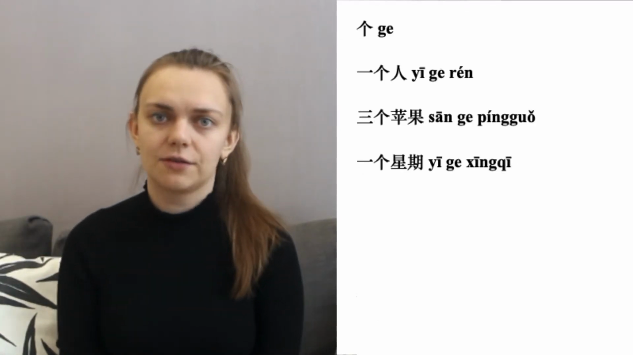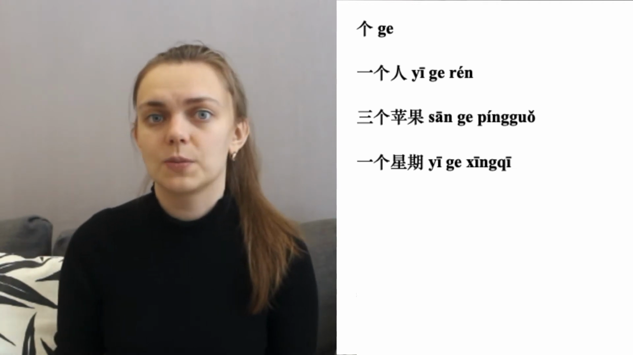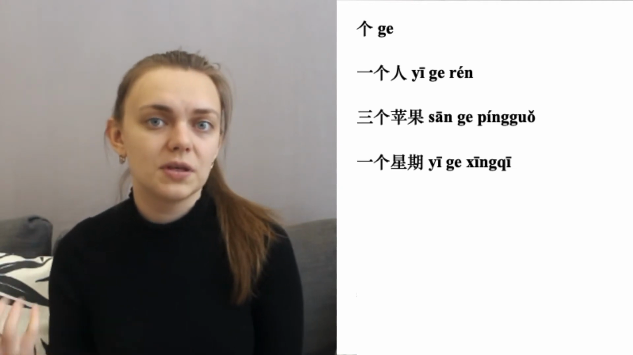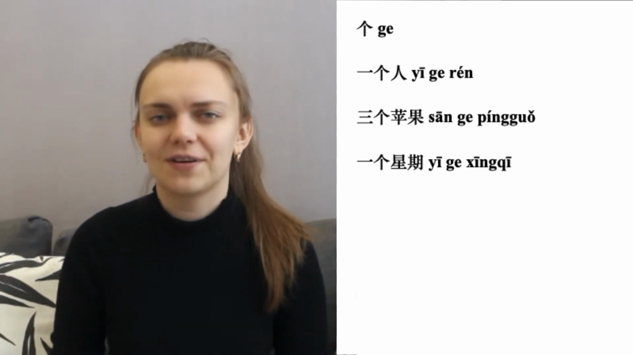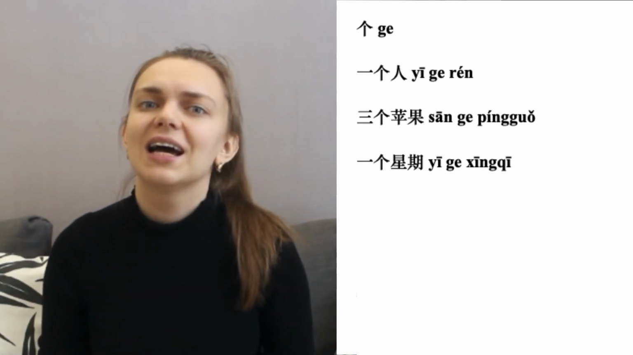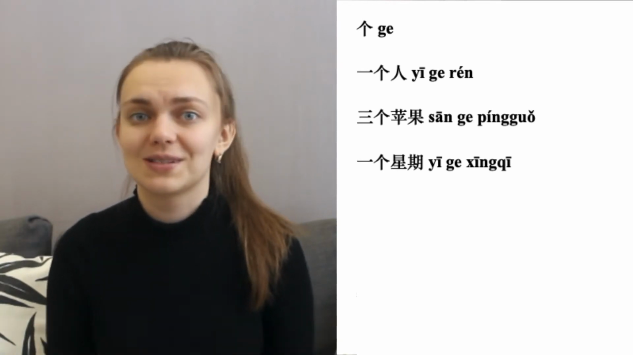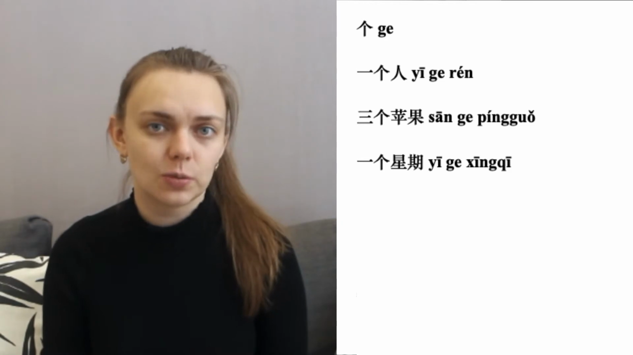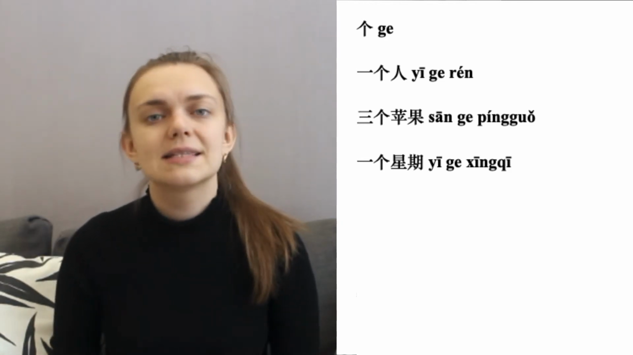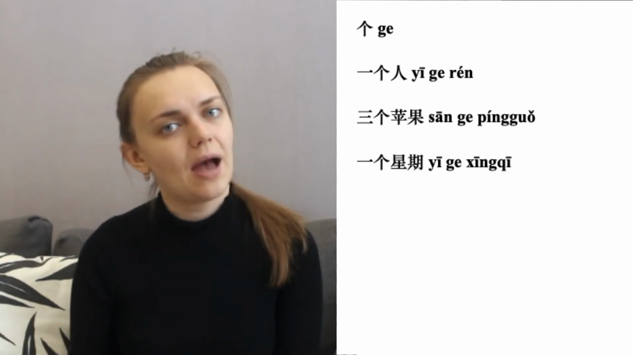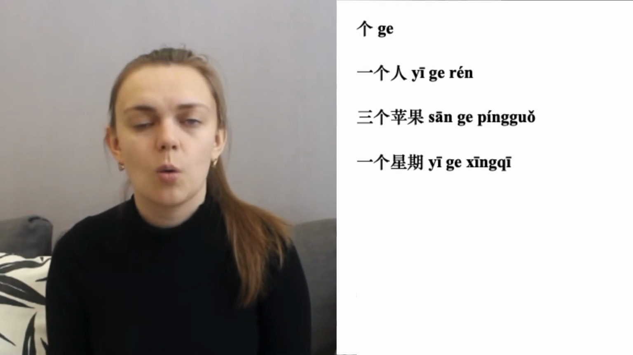个 is a classifier for people or objects in general. It is the most common classifier, which means one item, one piece of something. So in real life, if you have forgotten what classifier you should use with a certain object, you can always use 个, but mind that this is not the way to do it on the test. 个 is absolutely legit with people, 一个人, one person. With fruit, 三个苹果, 3 apples, and periods of time, 一个星期, 1 week.